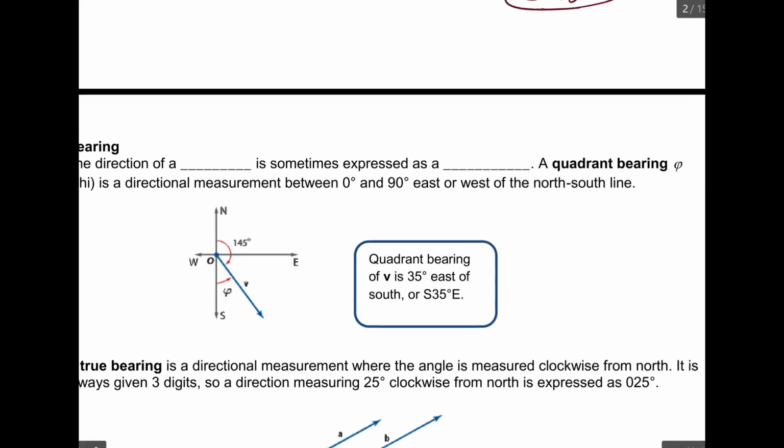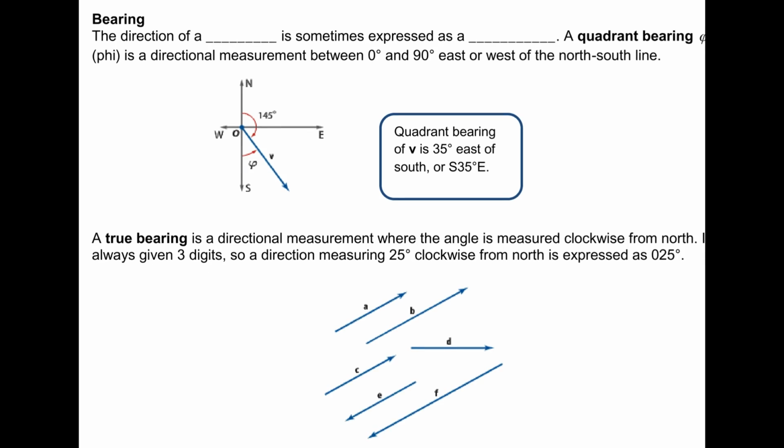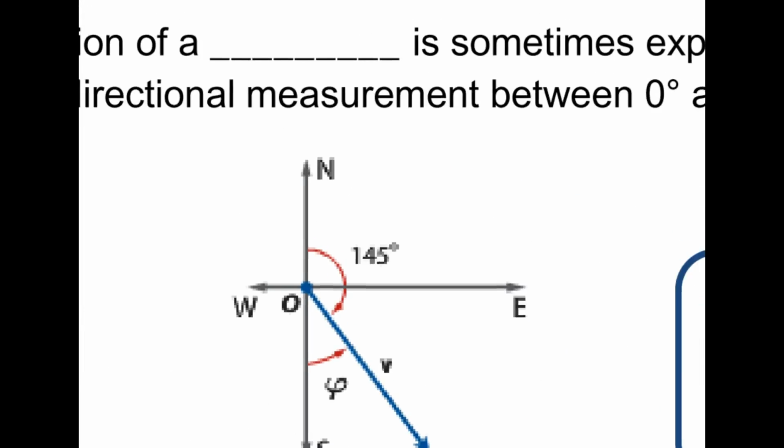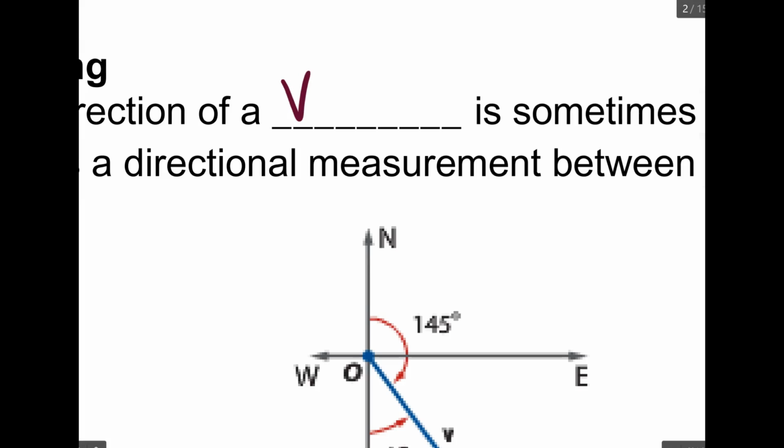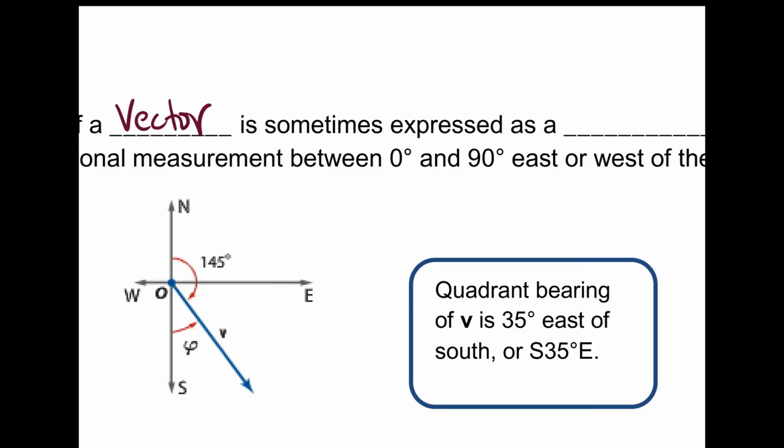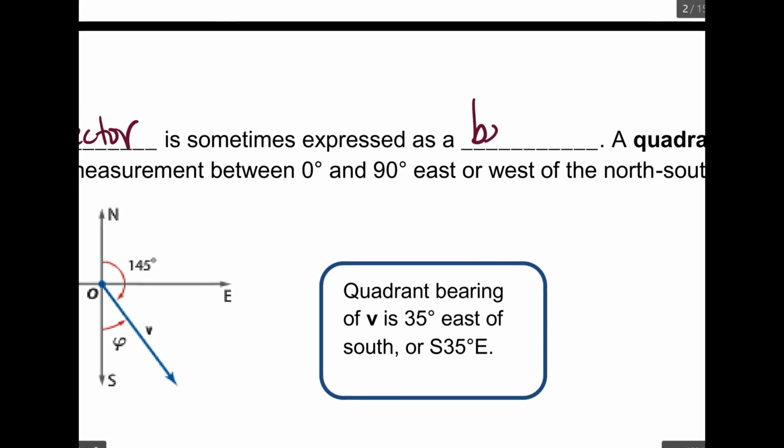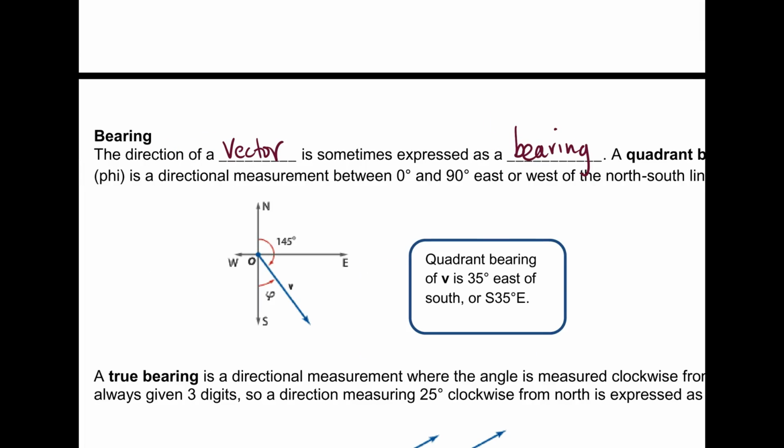All right, so bearing. The direction of a blank is sometimes expressed as a blank. What do we think this word would be? The direction of a ray? The direction of a vector? Yep, vector. The direction of a vector is sometimes expressed as a bearing. Surprise, making this more fill in the blanks. You have to pay attention. All right, a bearing, guess what? That's just another way to express direction.